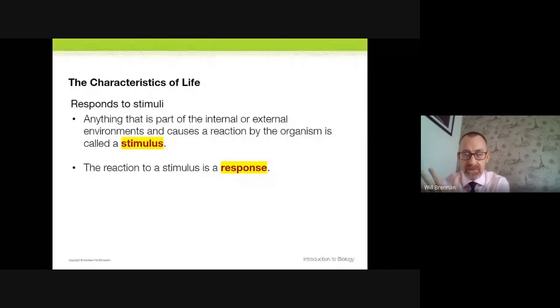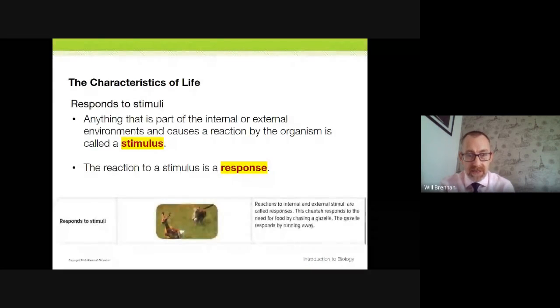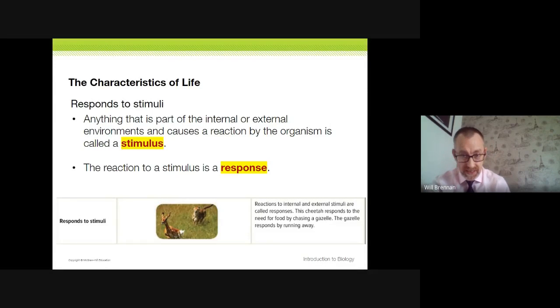Number 5, all living things respond to stimuli. So these stimuli can be either internal or external, but anything that causes a reaction is called a stimulus. The reaction that you have is called a response. Look at the table on page 8. This little section, responds to stimuli, shows you a picture of a cheetah and a gazelle.